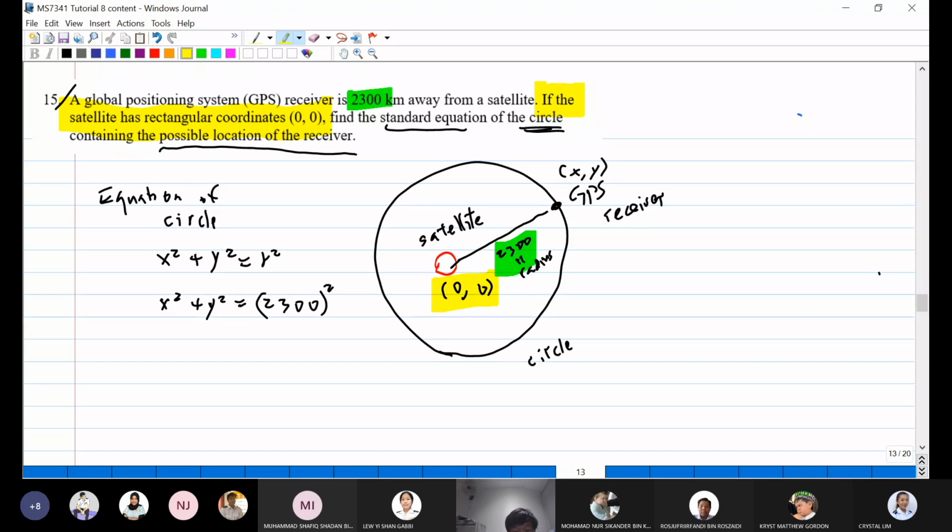The receiver is actually moving around the satellite. The center location of the satellite is 0, 0. So the radius, the distance between the receiver and the satellite, is 2,300. So you just put in the equation r equal to 2,300, and that finishes the answer, the equation for the GPS system. So I think the problem is understanding the question.